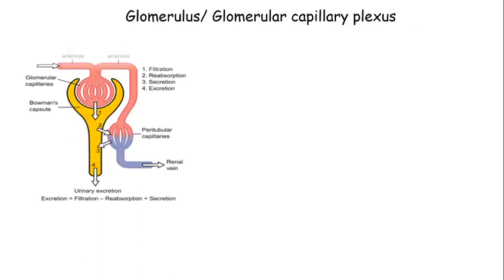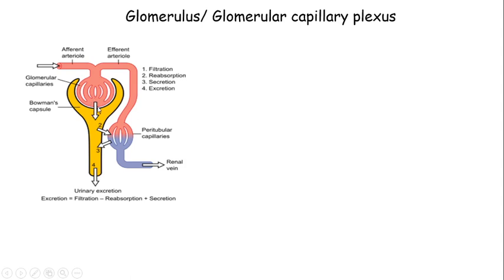So now you can see here inside the Bowman's capsule you have the glomerulus. And the function of the glomerulus is to filter blood into Bowman's space. So remember, all the blood except the plasma proteins and the red blood cells get filtered in the glomerulus into the Bowman's capsule. This is called filtration.